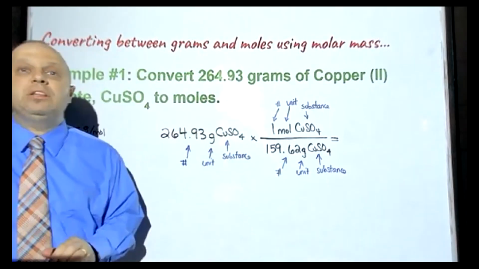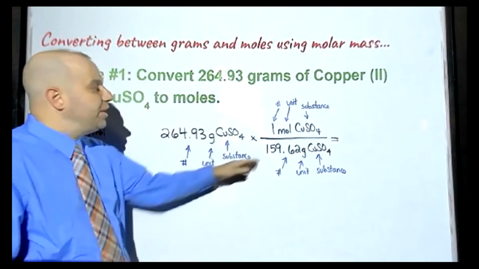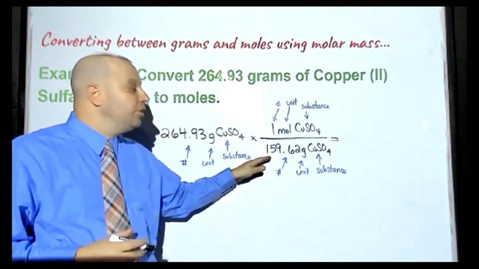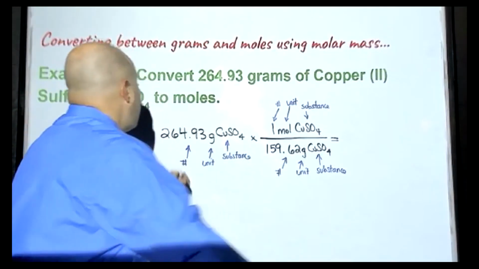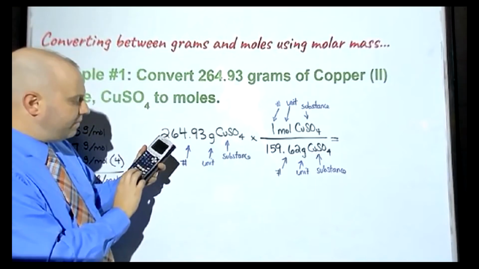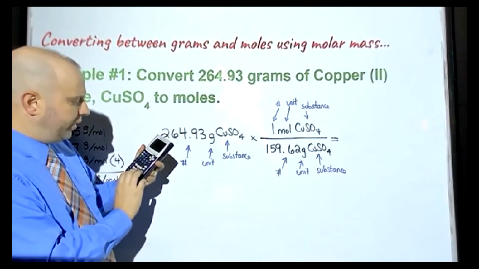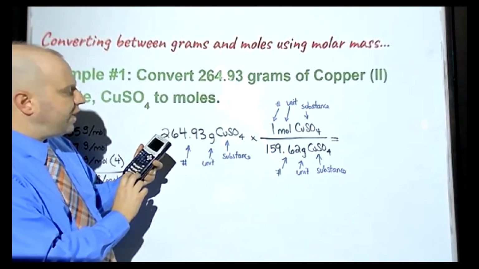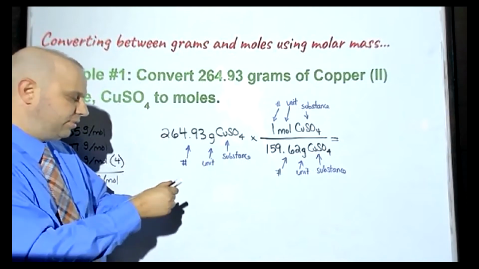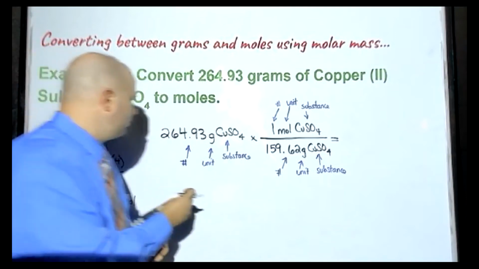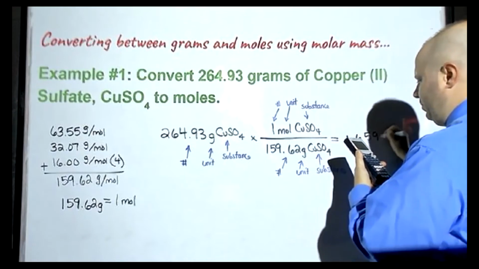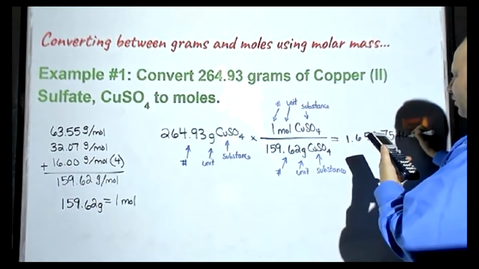Okay, remembering what we learned back in Unit 1, if we have a number on the bottom of our fraction, we're going to divide by that number. So into my calculator, I'm going to type 264.93 divided by 159.62. That turns out to be 1.65975. I'll write out all of the digits.